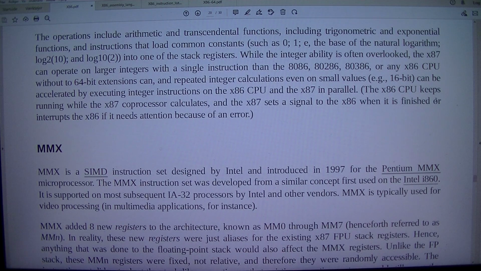The x86 CPU keeps running while the x87 coprocessor calculates, and the x87 sets a signal to the x86 when it is finished, or interrupts the x86 if it needs attention because of an error.